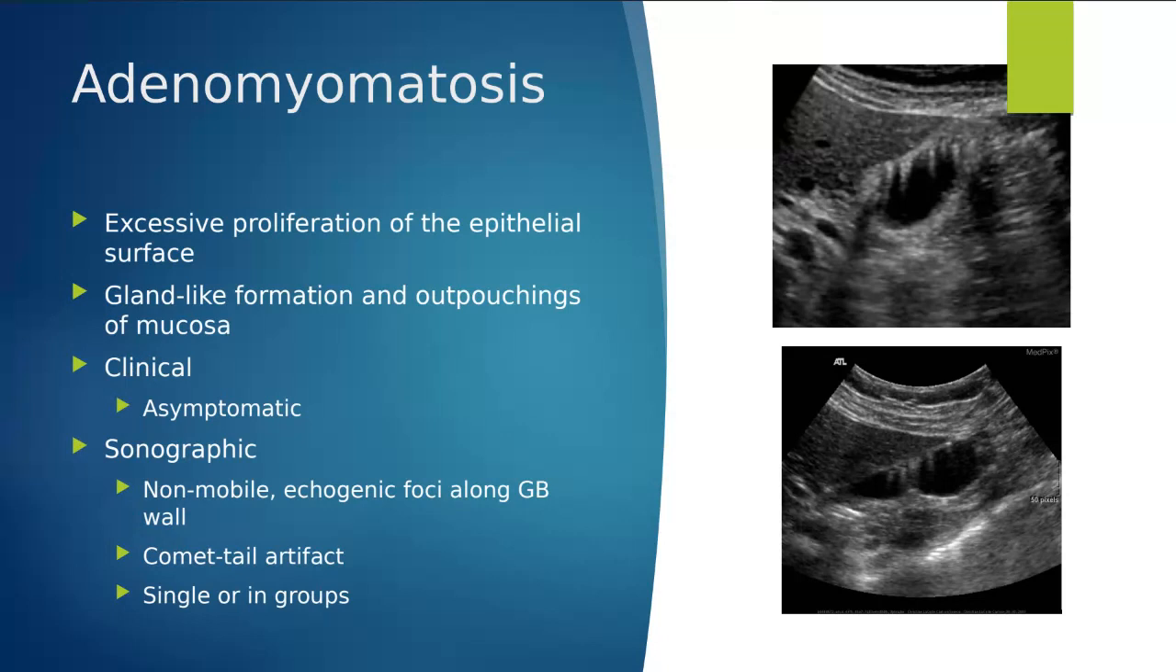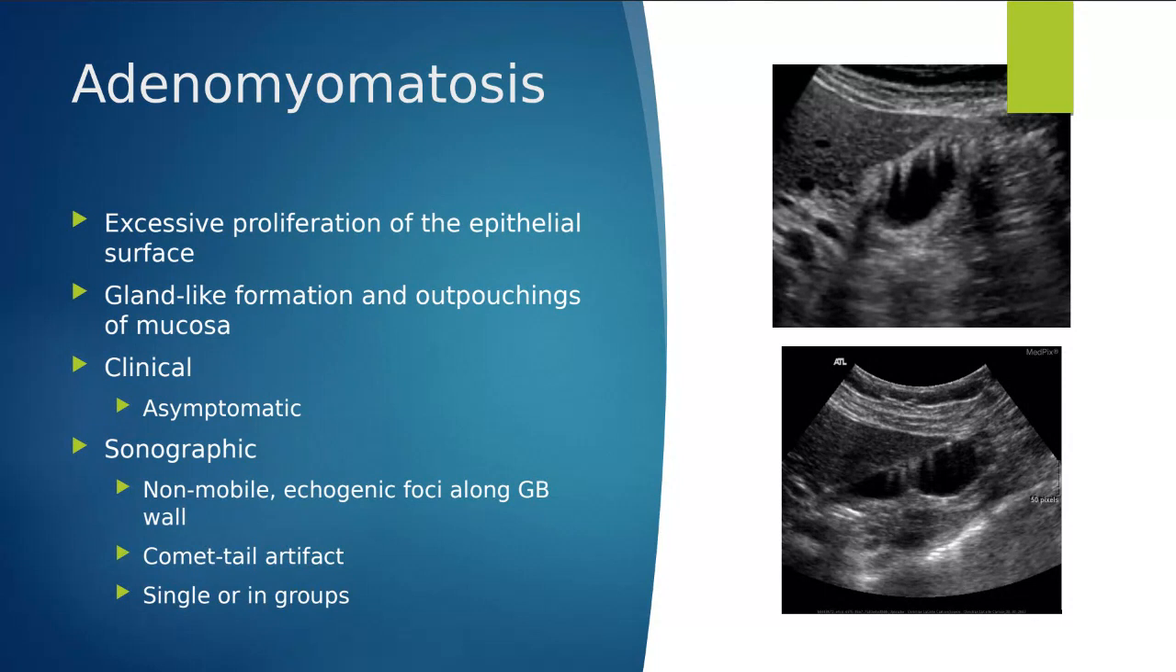Next, we have adenomyomatosis. This is one of my favorite things to see and to say. This is the excessive proliferation of those epithelial cells in the gallbladder wall. So they're really interesting, and I wish I could find a really good color picture of these. I have yet to find one. If I do find one in the meantime, I will put it on your Blackboard page.